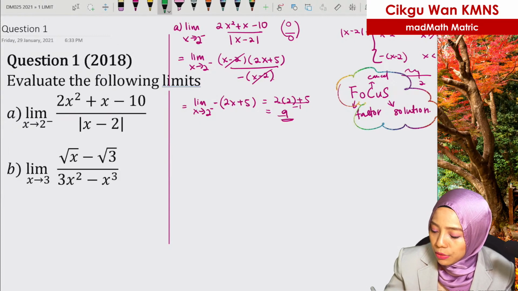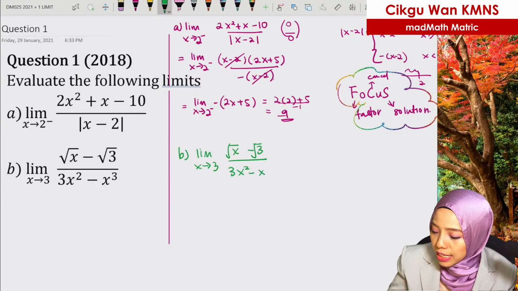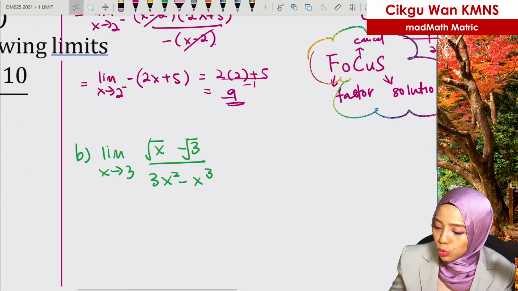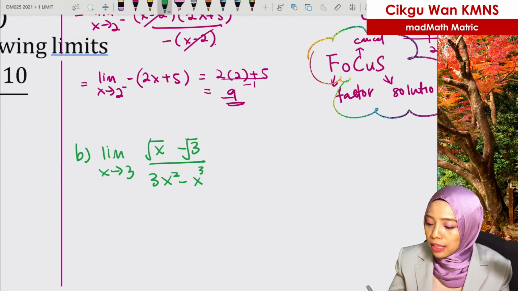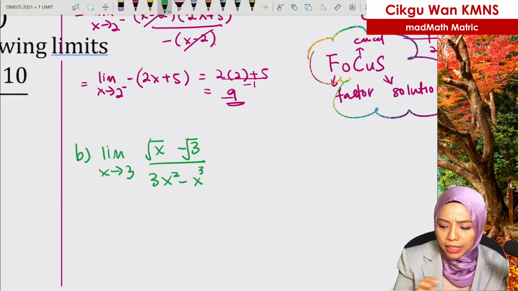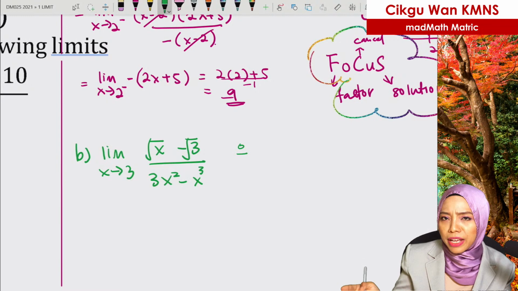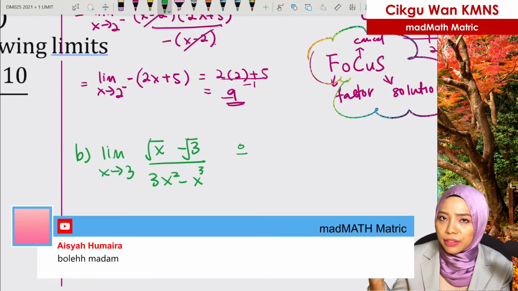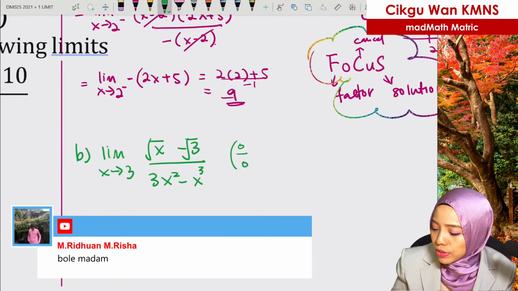Okay, alright, now let's look at question B. I write down the question first, and then I will zoom in later. X approaching 3, x minus 3 over 3x squared minus x cubed. Okay, now I am going to zoom out, to zoom in. Again, when you do direct substitution, 3 minus 3 gives you 0. And then 3 squared, 9 times 3, 27, minus 3 cubed is 27. Okay, so 0 over 0.